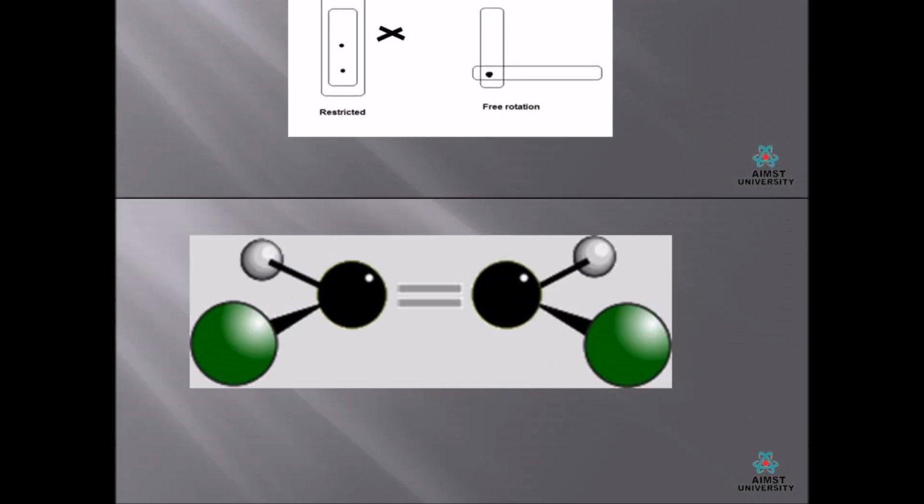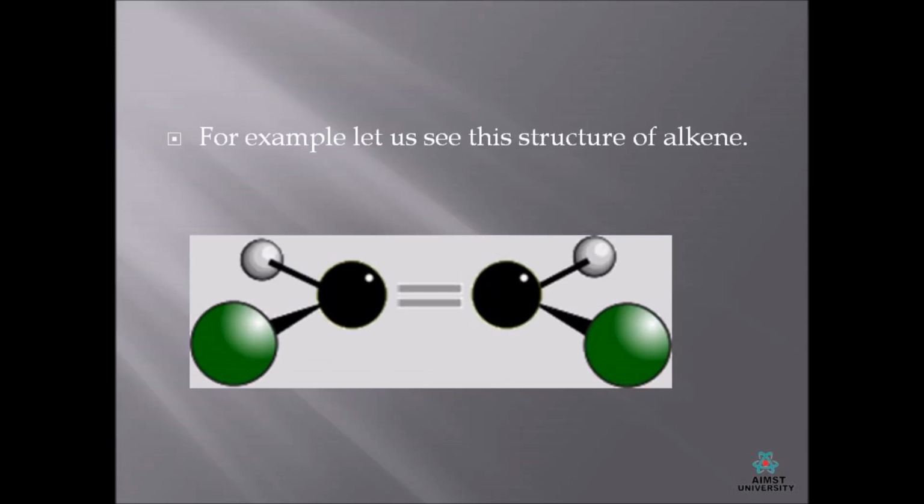Here you can see an example or a structure of alkene. Here the black ball represents carbon, white ball represents hydrogen, and the green ball represents any group like methyl, ethyl, or any other alkyl groups. So here it is a ball model representation of alkene, which has a restricted rotation.